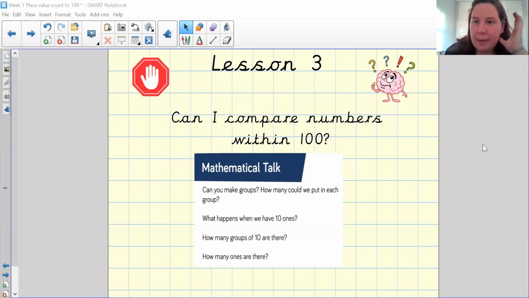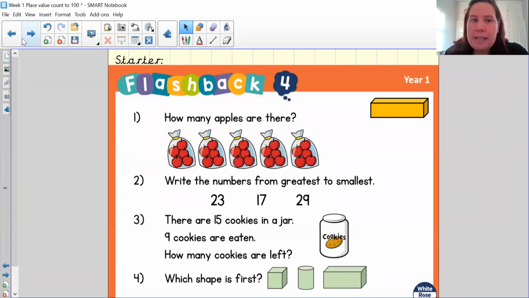So yesterday we focused on partitioning. Today we are going to be focusing on comparing numbers, okay? And it's all going to be within 100. So again, you will need all of the same things that you had yesterday. And that is about it. So you'll need your part whole models, your place value grids to help you, okay? And a pencil and a paper. So please now stop the video while you complete your flashback fours.